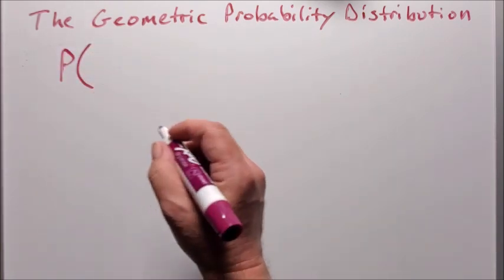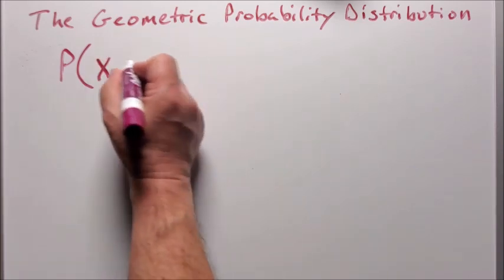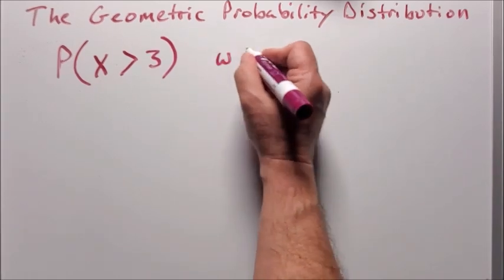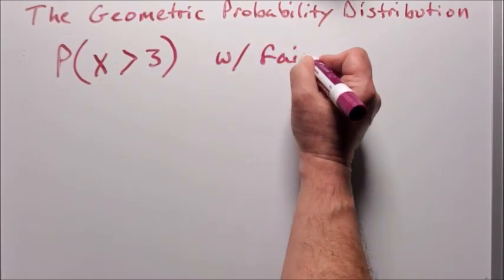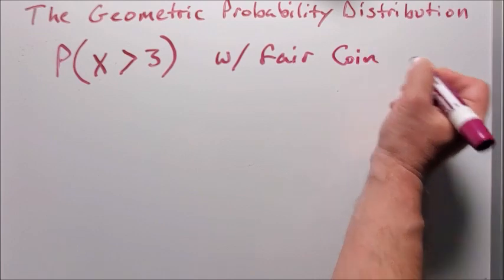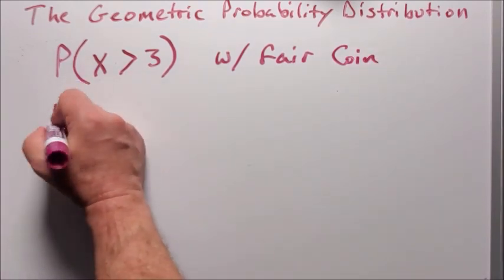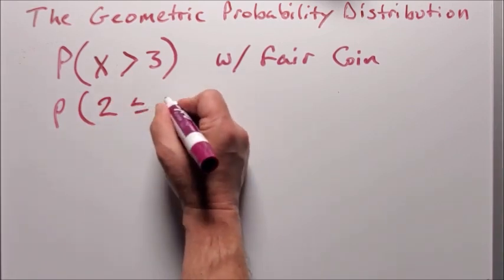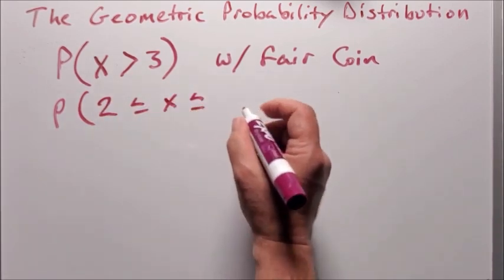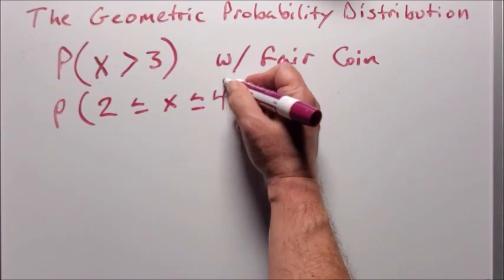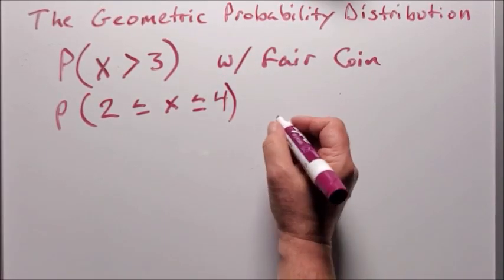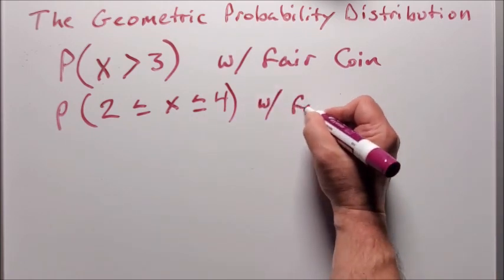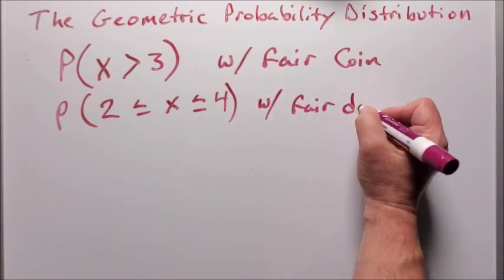First of our second group of problems, the probability that x should be greater than 3 with a fair coin. Also, the probability that x should be between 2 and, let's make it 4, inclusive, with a fair die.